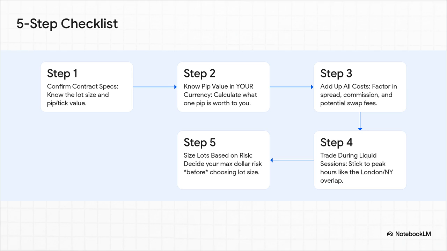3, add up all your costs so there are no surprises. 4, try to trade when the market's busiest, because that's when you get the best pricing. And finally, the most important one, step 5, always decide your maximum dollar risk first, and then work backward from there to pick the right lot size. That single habit is the key to survival.